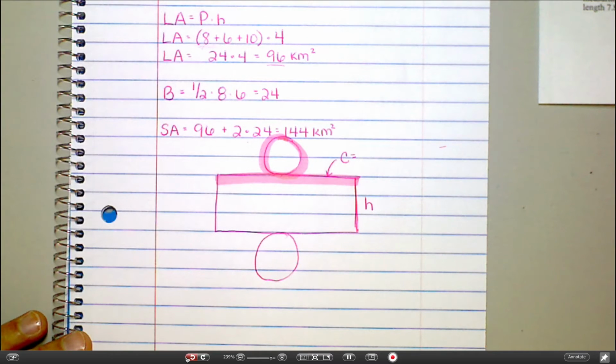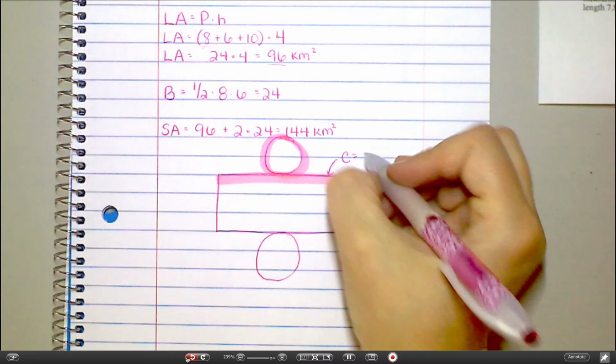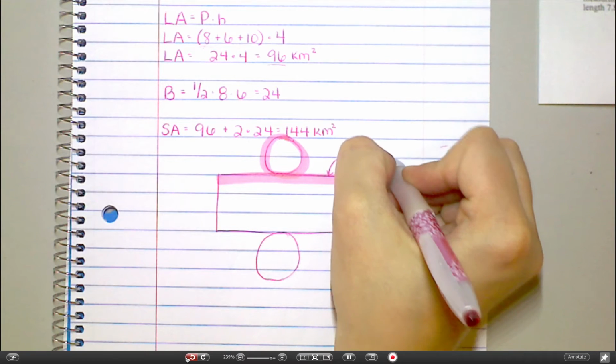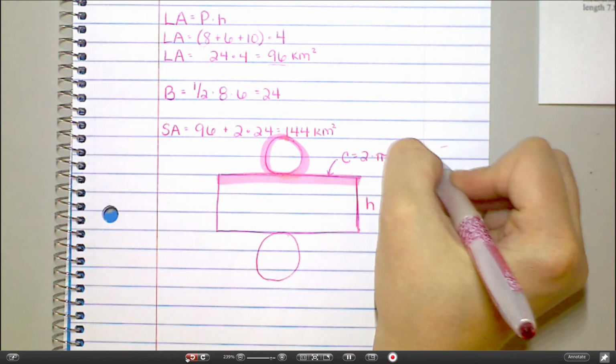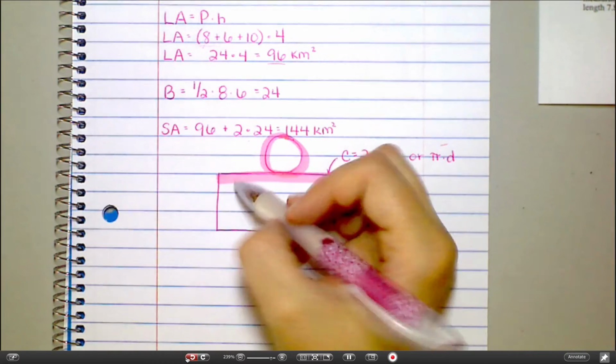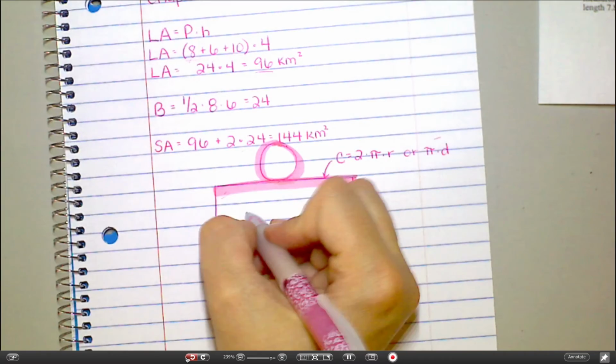How do you find circumference? Ben? Yes, we are going to have to use pi. How do you find the circumference of the circle? Pi times d. Do you know the other one, Ben? Not quite. 2 times pi times r, or pi times d. Okay?